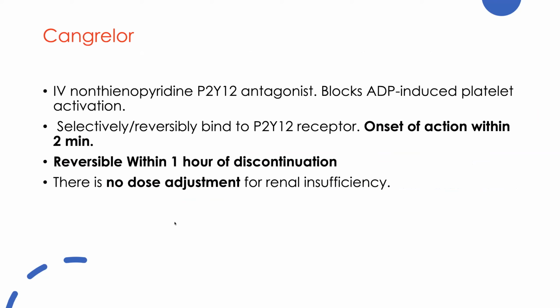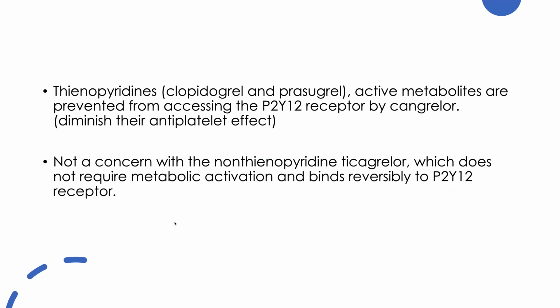So briefly, in the last 10 minutes here, I'm going to talk about cangrelor, and then just summarize the pearls about the things we want to keep in mind. So cangrelor, an IV P2Y12 inhibitor. Its onset of action is quite rapid, 2 minutes. It goes away in 1 hour. You don't have to worry about renal adjustment.